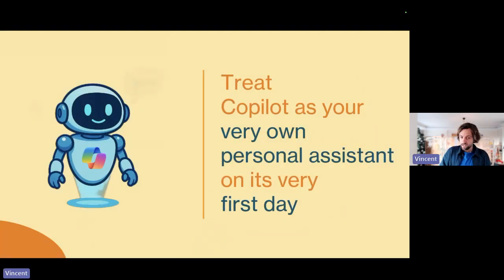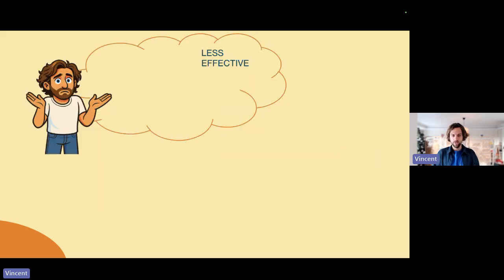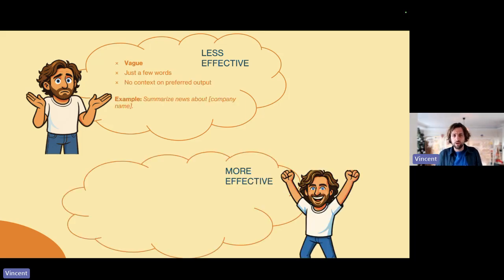Now, what is prompting? Treat Copilot as your very own personal assistant on its very first day. You really need to keep that in mind. That's a quote we got from somebody at Microsoft 2 years ago when Copilot was launched. You need to give it a lot of context, sources, expectations, and everything, because otherwise it's the same as talking to a human. If you stay very high level, you will get high-level output as well. So you have some less effective prompts, vague ones that are just a few words, for example: summarize me news about company X. But then you have prompts that are more specific and more detailed.